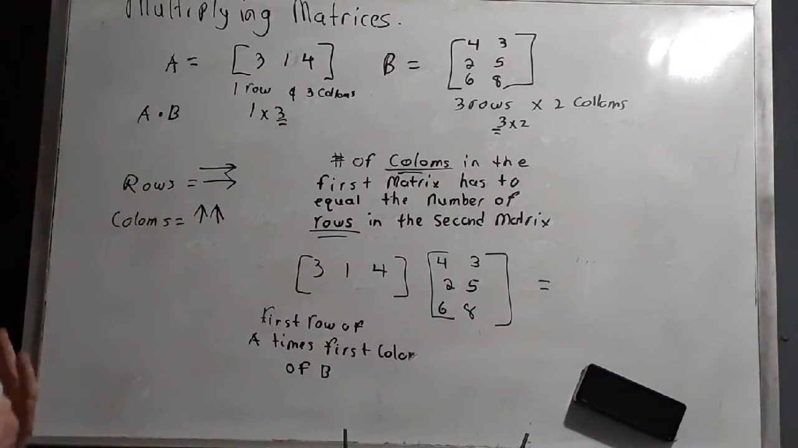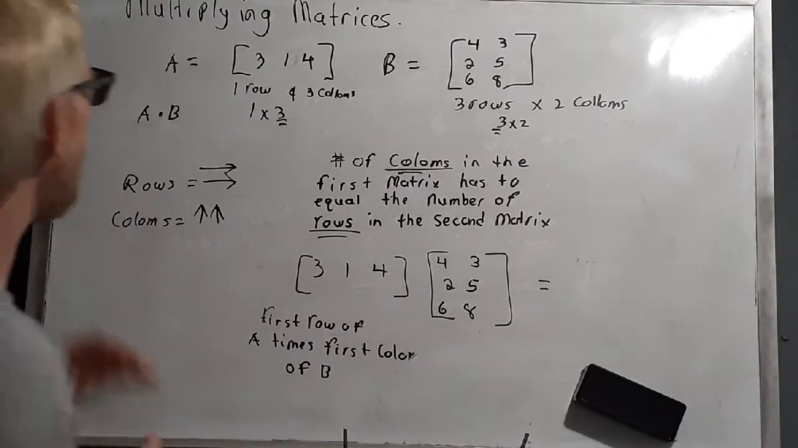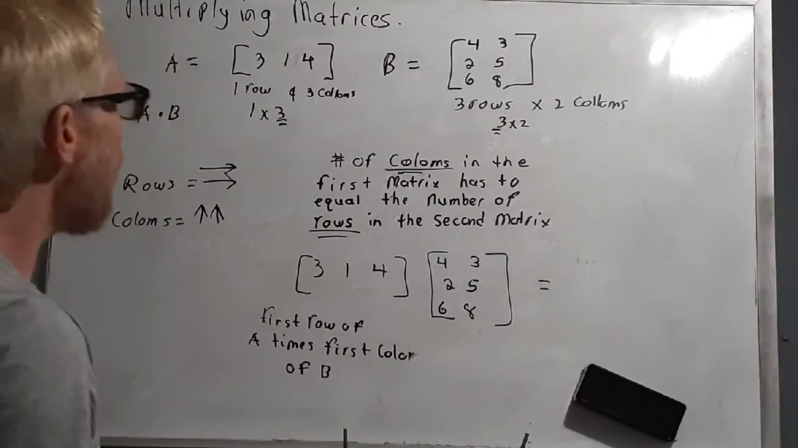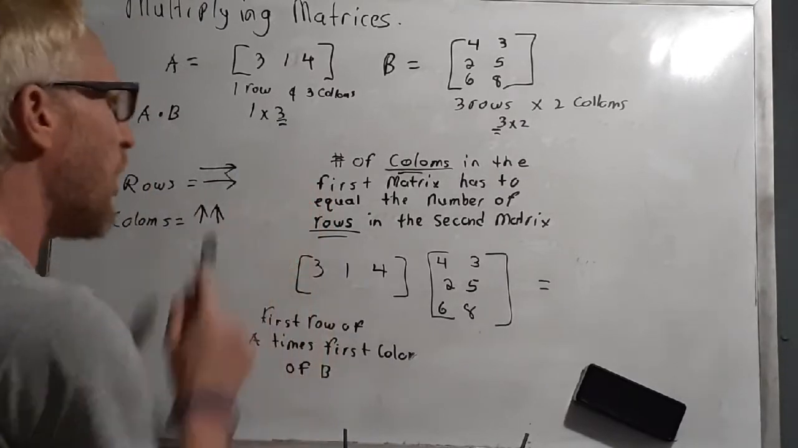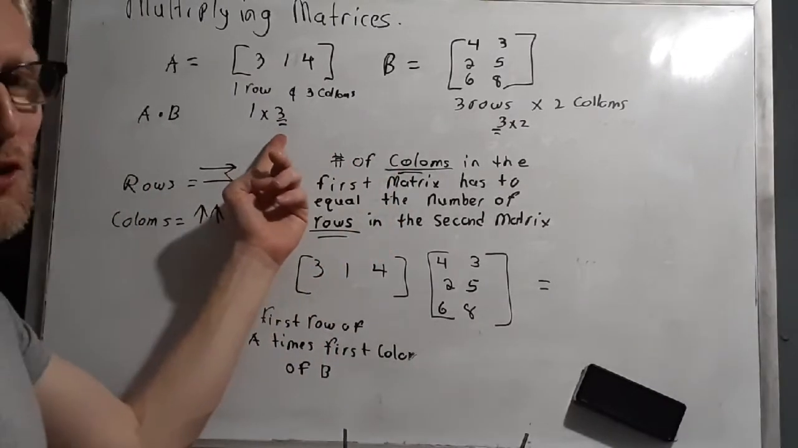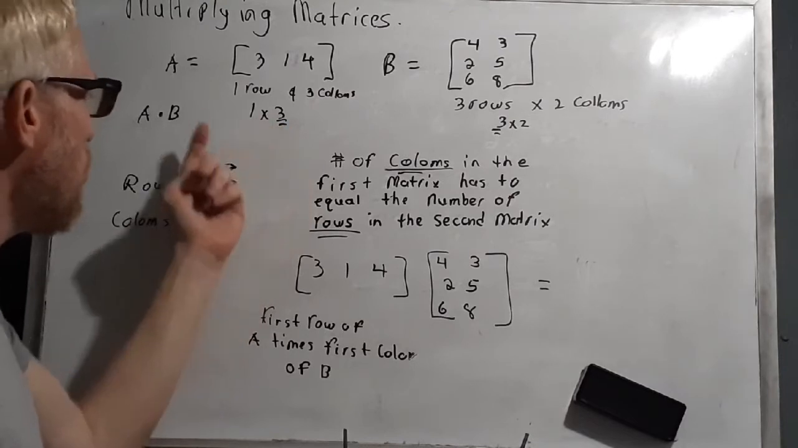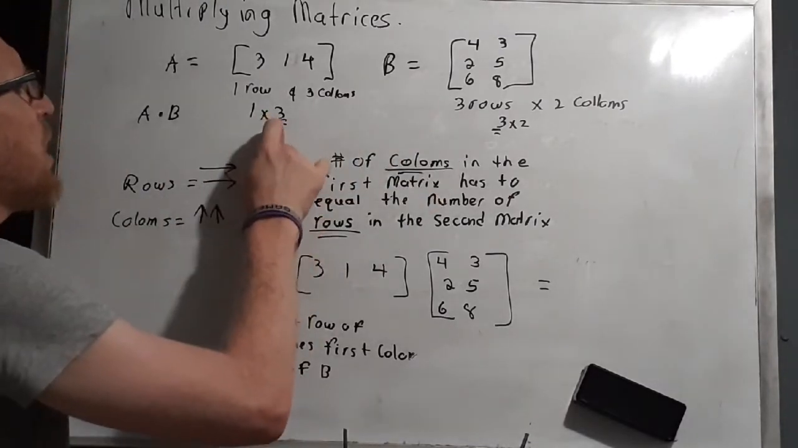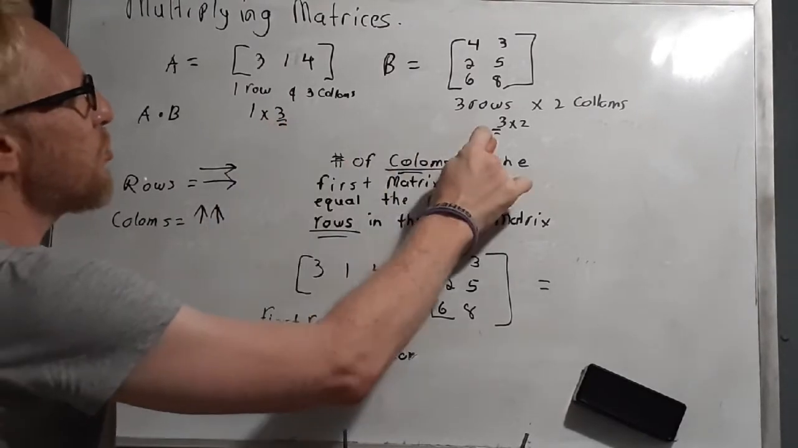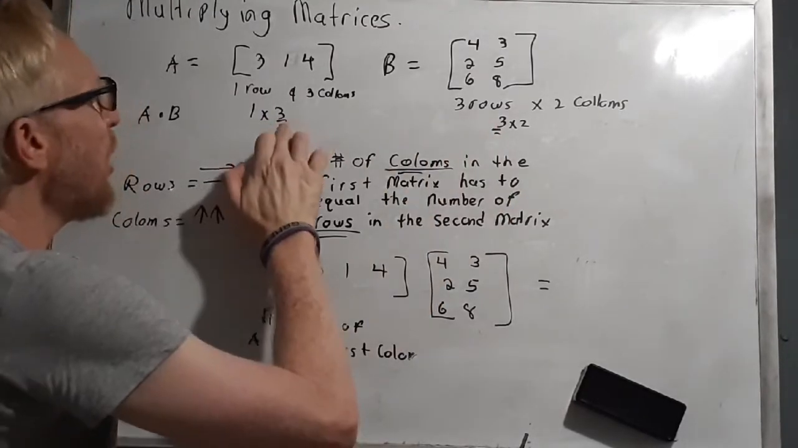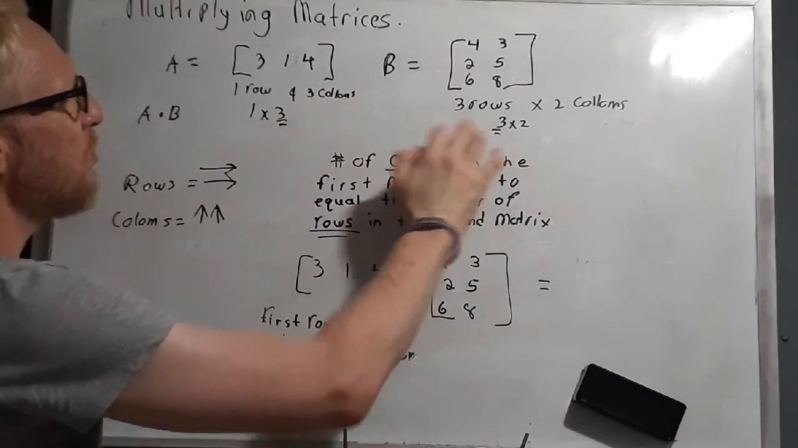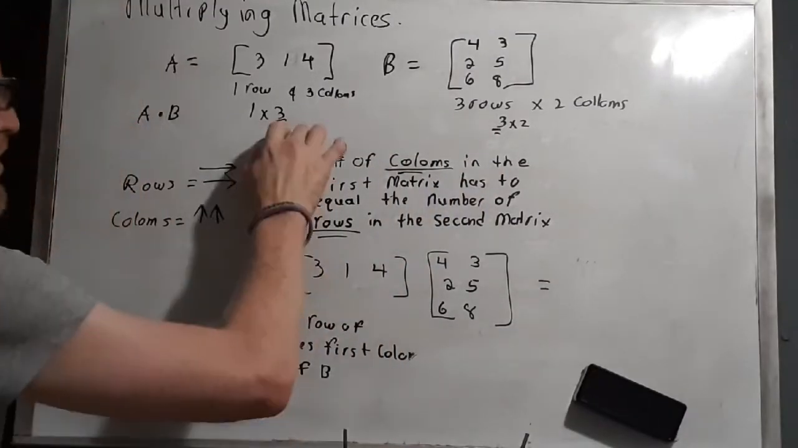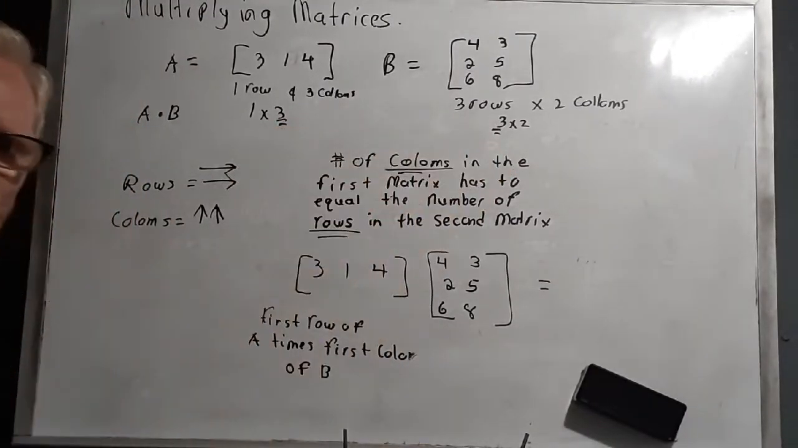In order for us to be able to multiply a matrix A times B, the number of columns in the first matrix must be equal to the number of rows in the second matrix. In other words, the 3 here has to be equal to the 3 here. The number of columns of the first one has to be equal to the number of rows. Since they are both 3, that means I can multiply these matrices.